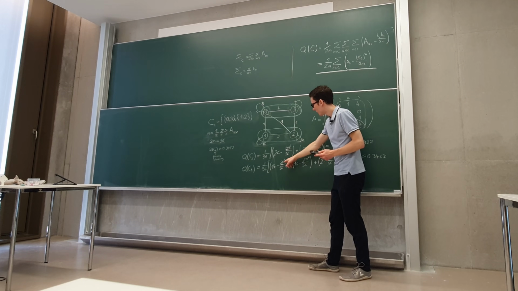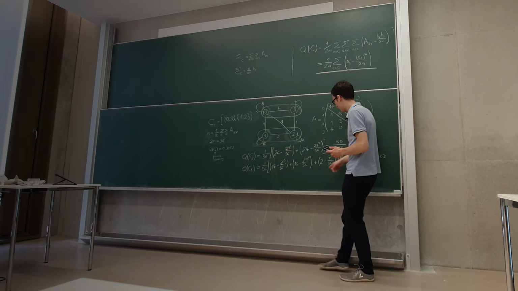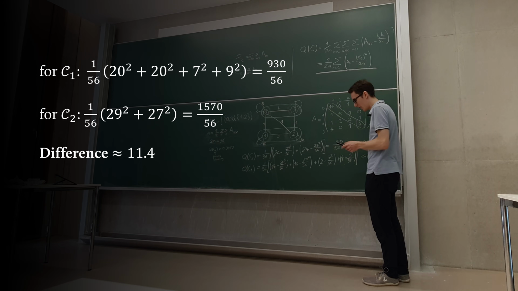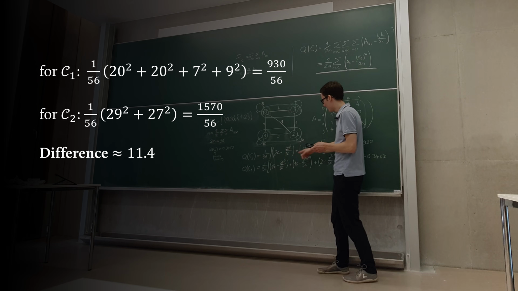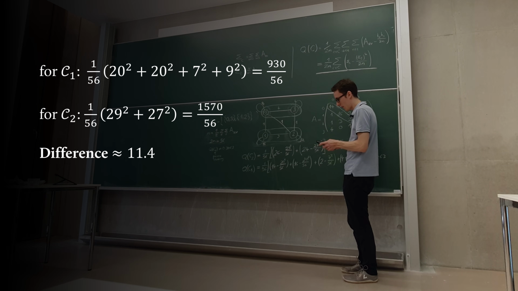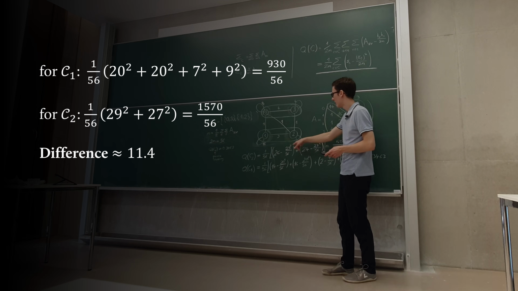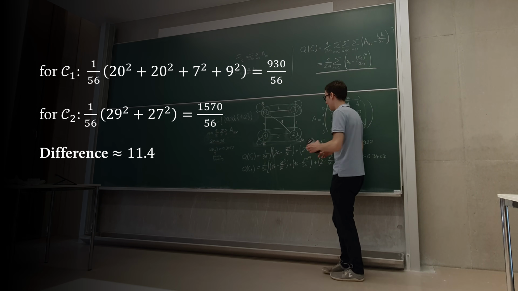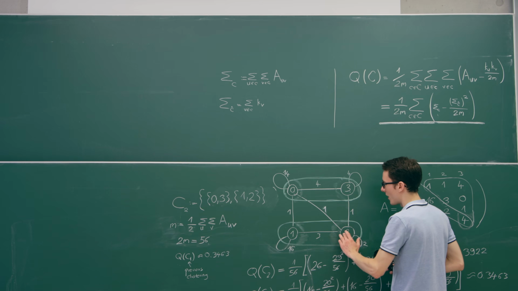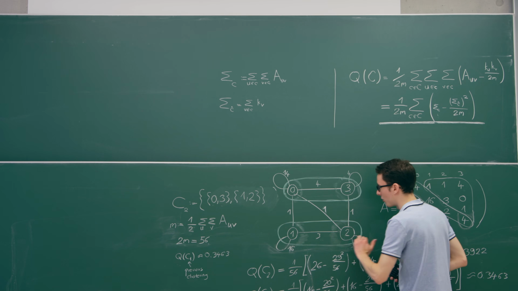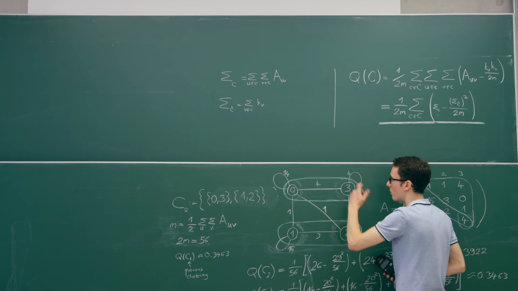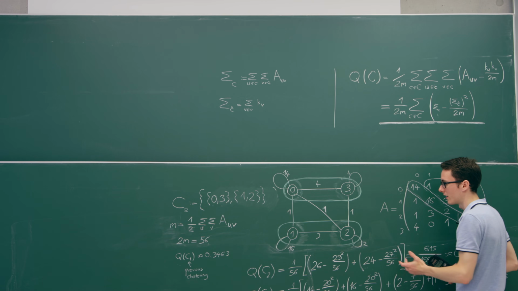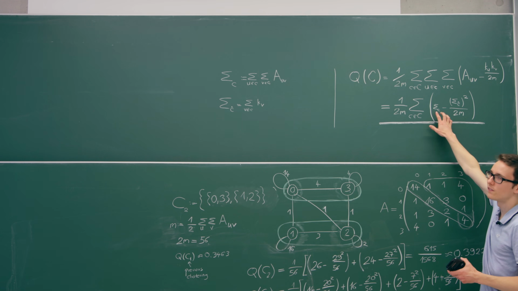So for example, if you take 20 squared plus 20 squared plus 7 squared plus 9 squared, that's 930. Compare that to 29 squared plus 27 squared, that's 1570. So that's a lot bigger here. And that makes sense because now we have more nodes inside our communities. Beforehand, every node was in its own community. Now there are more nodes, so the vertex degree got bigger. But then we also have to consider the first term.